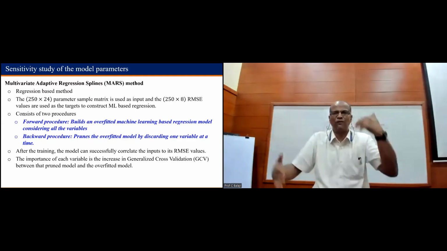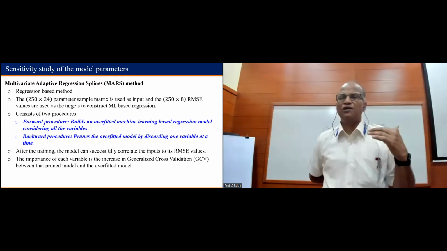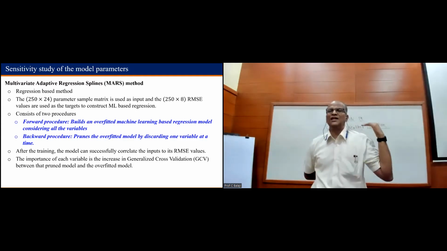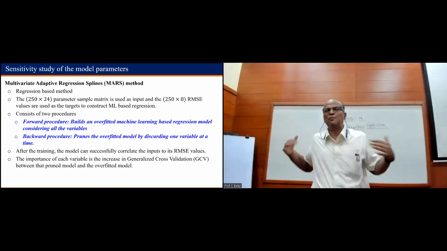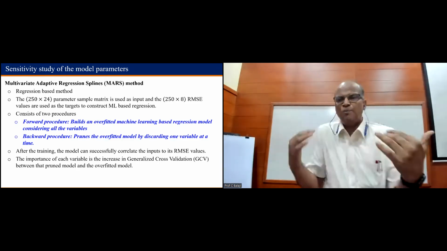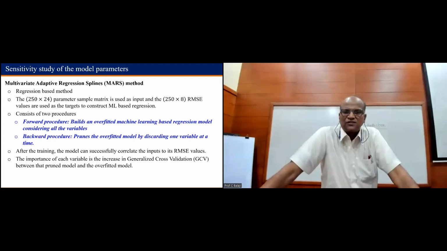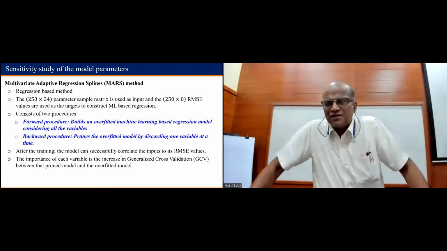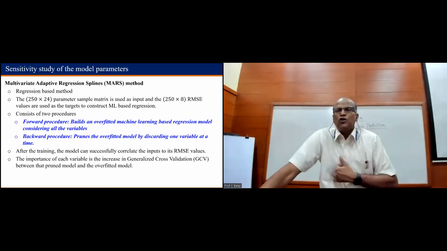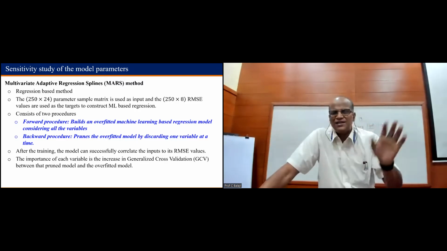So this is the forward and backward procedure, and it prunes the overfitted model by discarding one variable at a time. Finally, it will come to the minimum number of variables, which will help you have a good R square. After the training, this model can successfully correlate the inputs to the RMSE values, which means after you do this, the whole idea is like a regression.